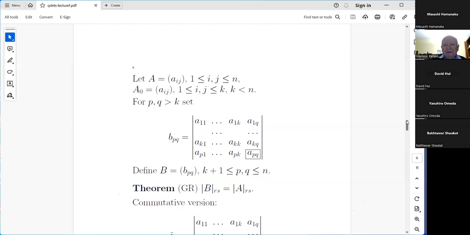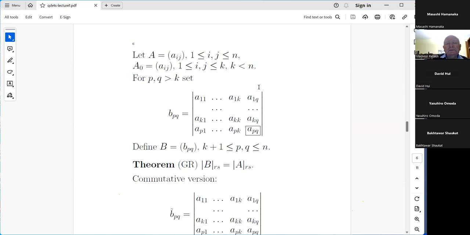So let me just describe this heredity principle. I will do this on a special case, just to clarify the ideas. Suppose I have a matrix A, n by n, and suppose I have its submatrix, k by k. For simplicity, I will assume that the submatrix is in the left upper corner of A, but it is not important. This is just easy to write.